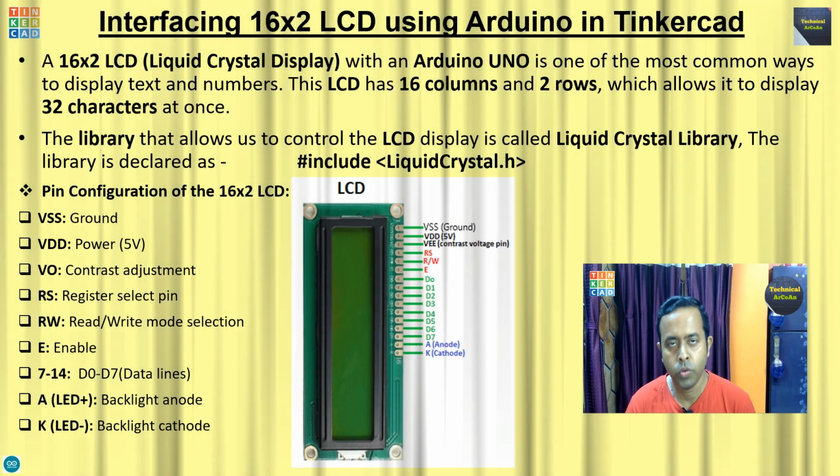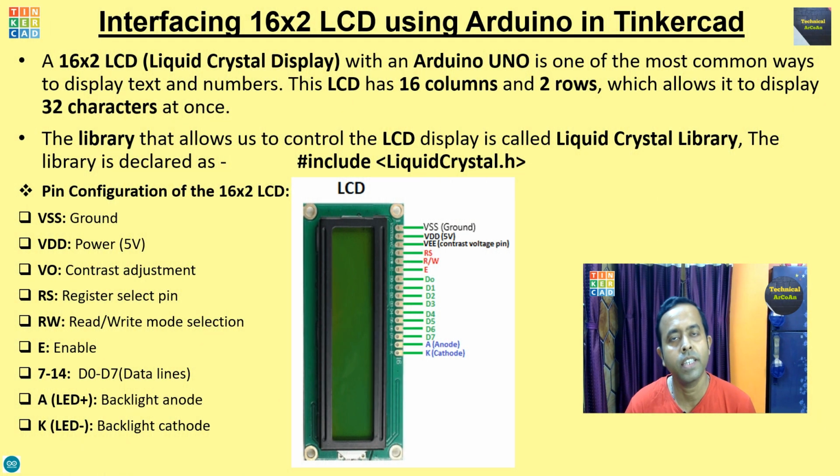So friends, today I will discuss interfacing 16x2 LCD using Arduino in Tinkercad Web Application. A 16x2 LCD, the full form of LCD is liquid crystal display, with an Arduino UNO is one of the most common ways to display text and numbers, right? This LCD has 16 columns and 2 rows, which allows it to display 32 characters at once, right?